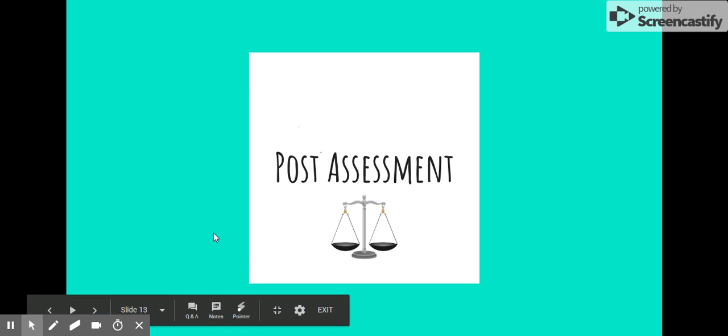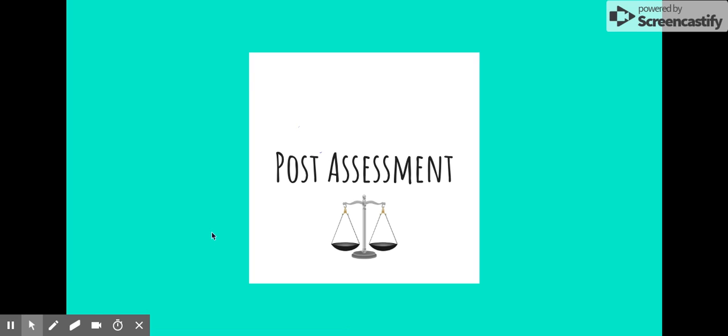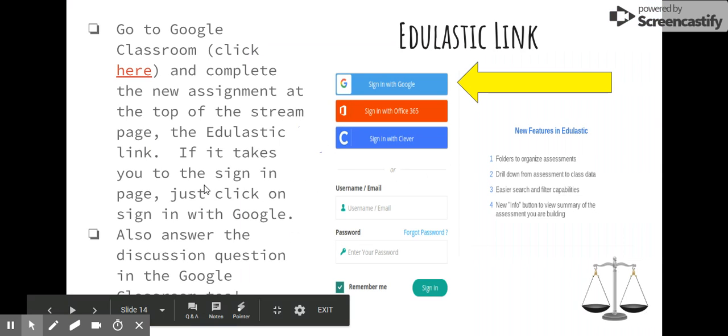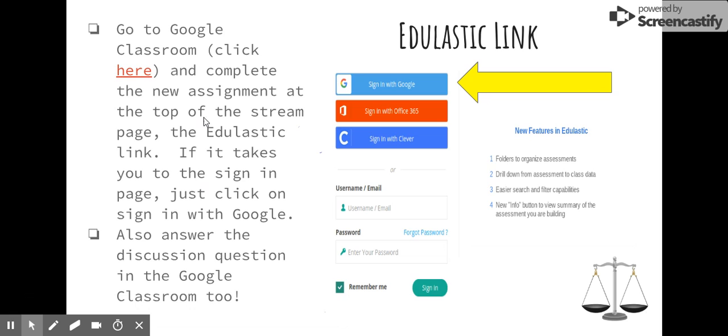So we've completed the practice, we've done some vocabulary. You guys are ready for your post-assessment now. Now, the post-assessment is going to be found in your Google Classroom. So again, you can either click here to get to your Google Classroom or go to your bookmarks.